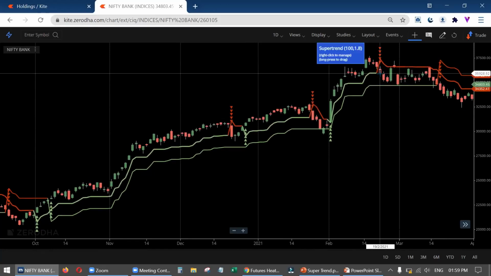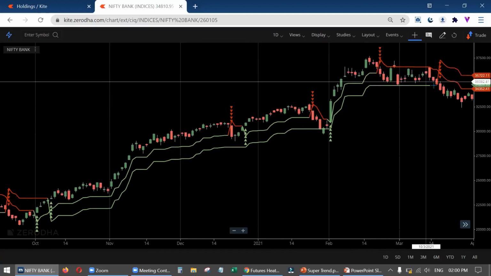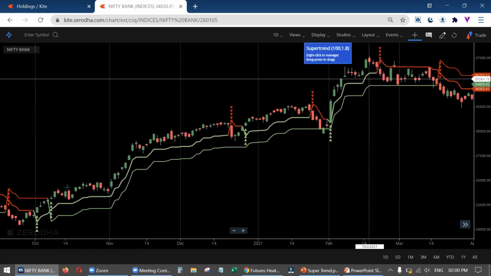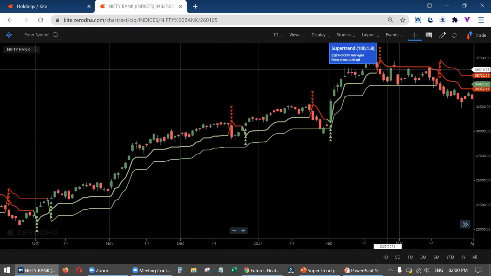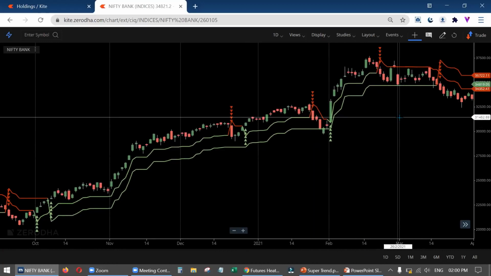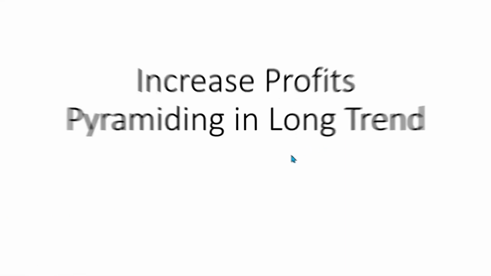The fourth entry you would have taken, this would have given you a small loss. From here to here, you would have incurred a small loss, but you should not fear this small loss because you would have made a substantial amount of re-entries over a period of time in your trend. So riding the long trend with pyramiding is the best you can do. Hopefully you got my point. So that's how you can increase the profits with pyramiding.